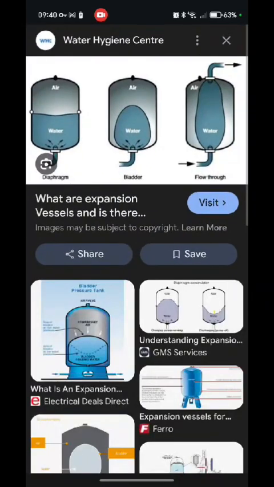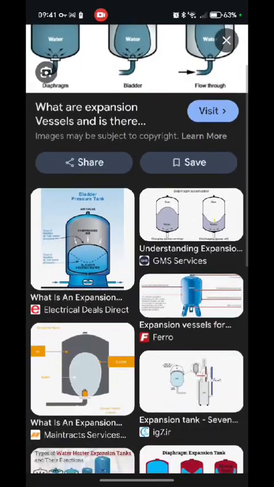Similar to this one again. You've got air at the top and then water coming in. Same with this one here. You've got air all the way around it. The one in the middle here. And then on the right hand side, you've got the bladder going all the way through with air around the side of it. So there are lots of different designs.